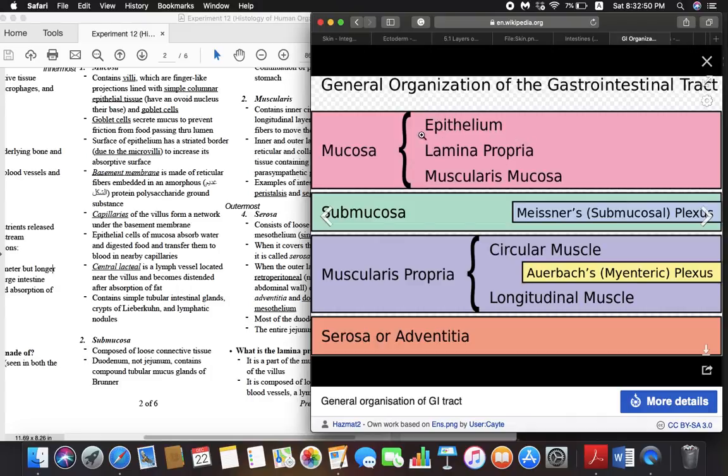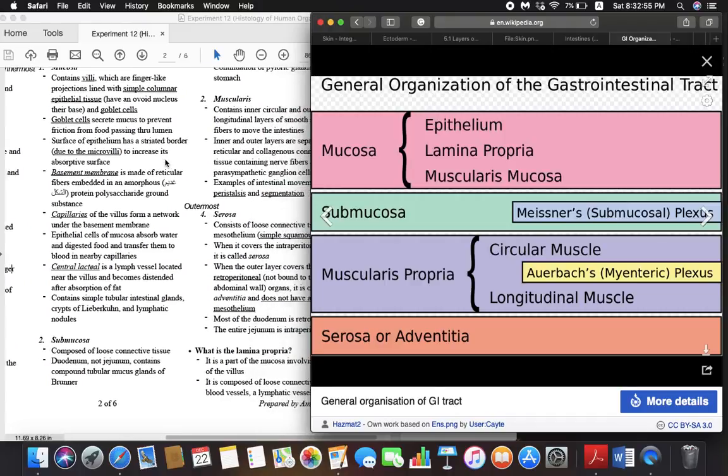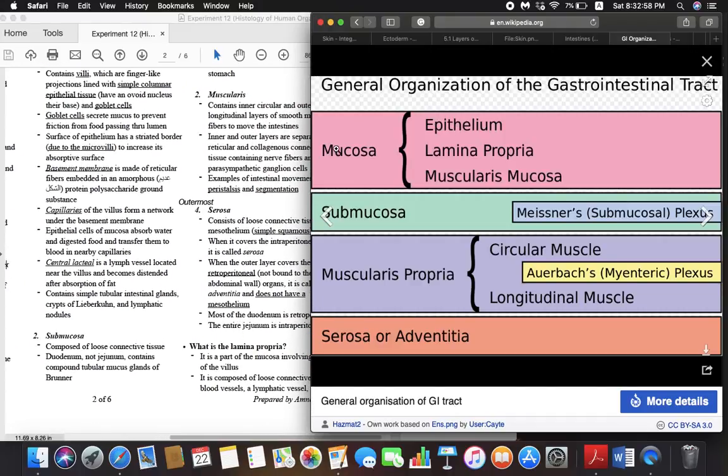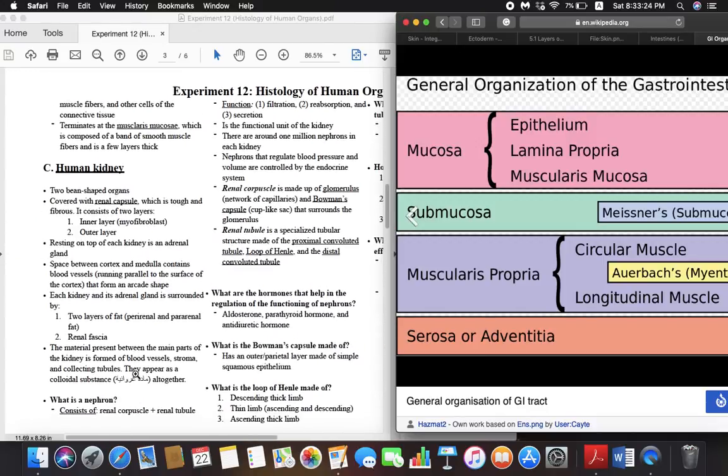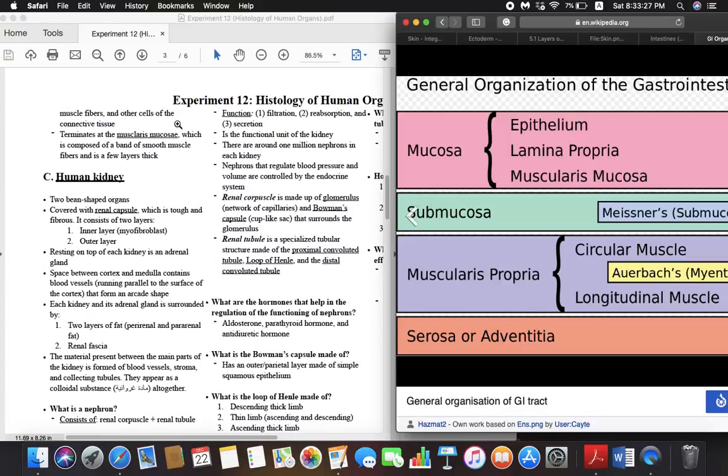So far, we've only discussed the epithelial layer of the mucosa, and by epithelial we mean the simple columnar epithelial tissue. But we also need to know about the lamina propria. The lamina propria is the region under the epithelium, and it is the part of the mucosa involving the core of the villus. We have to know that it is composed of loose connective tissue. So this part is simple columnar epithelial tissue. This part is loose connective tissue or areolar connective tissue. In addition to loose connective tissue, it has blood vessels, a lymphatic vessel, smooth muscle fibers, and other cells of the connective tissue.